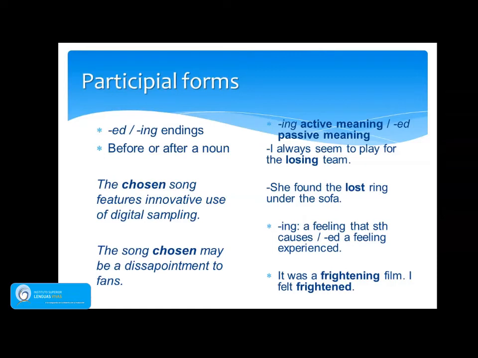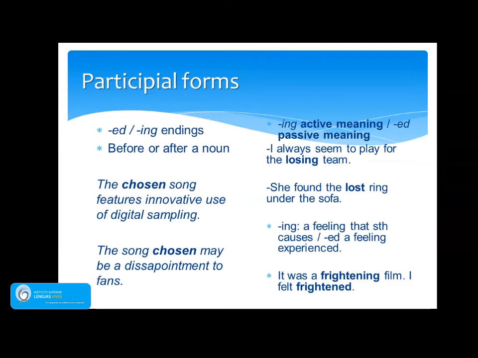Another way, as I said before, is by the use of participial forms. These are the -ed or -ing endings. They can come before or after a noun, such as the chosen song features innovative use of digital sampling, or the song chosen may be a disappointment to the fans. And something else that we have to remember about these participial forms is that normally the -ing adjectives have an active meaning, whereas -ed have got a passive meaning.